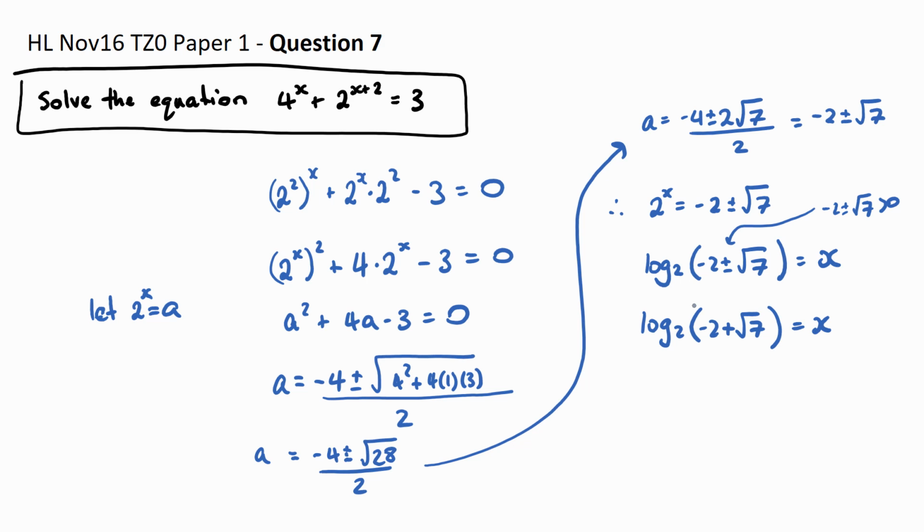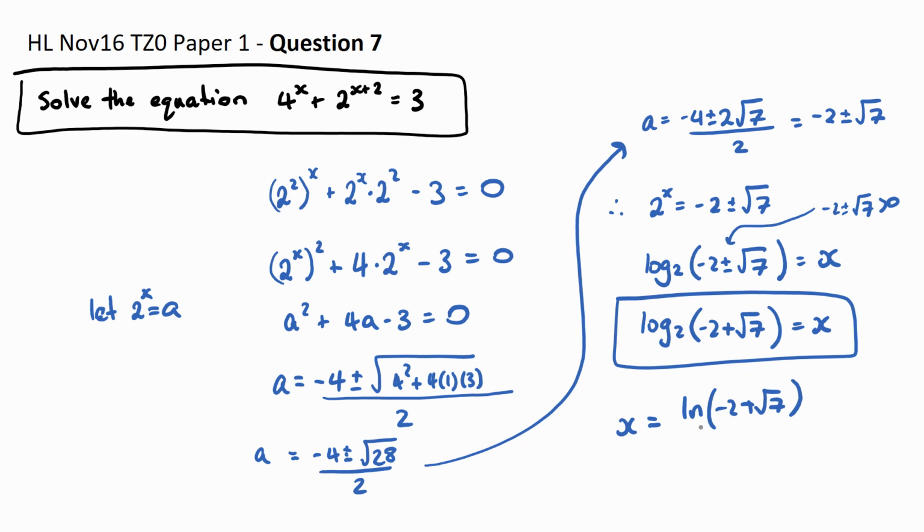Now the mark scheme, I'm pretty sure, will pay this as correct. Now, if you want to, you can use the change of base law. I think the mark scheme goes one step further. It's not compulsory, but you can make this ln of negative 2 plus root 7 over ln 2. This isn't a compulsory step, but the answer we're looking for is either this one or this one. Okay, that's the answer to question 7.